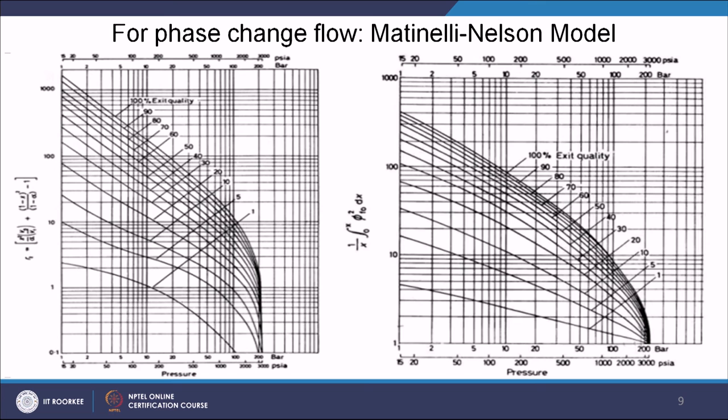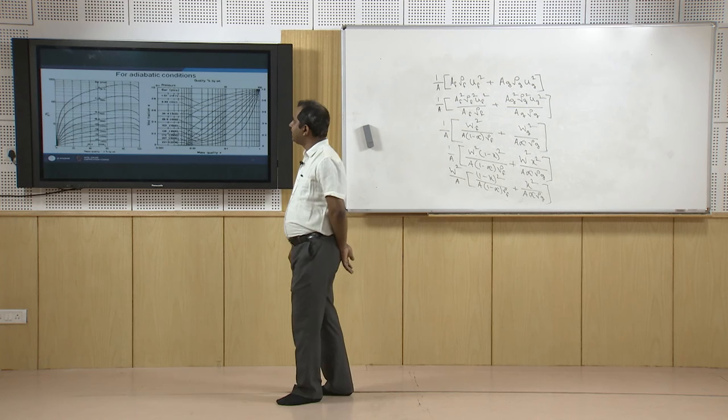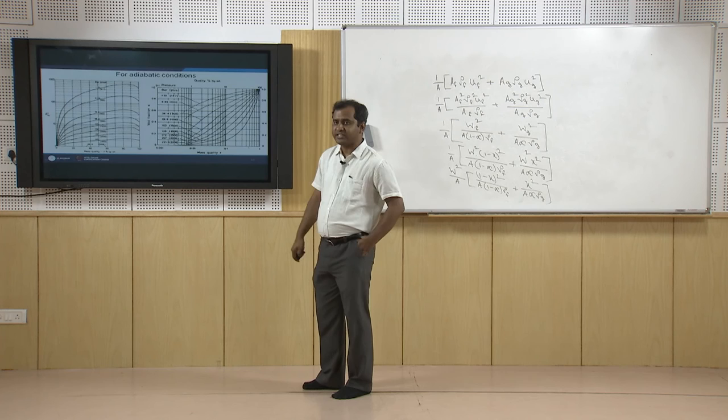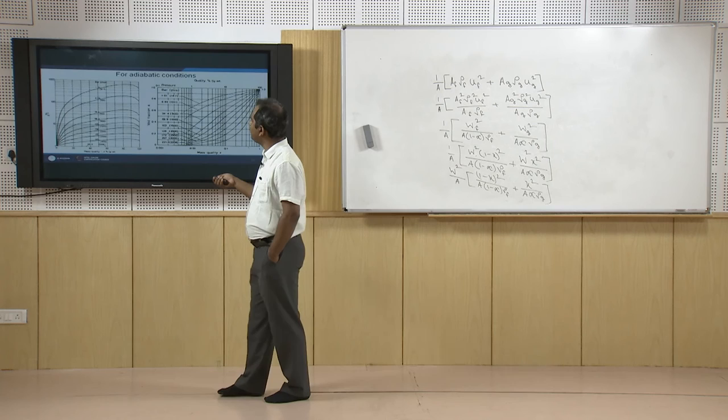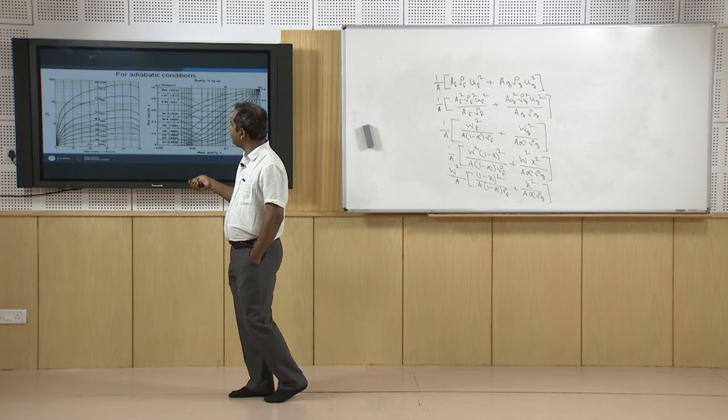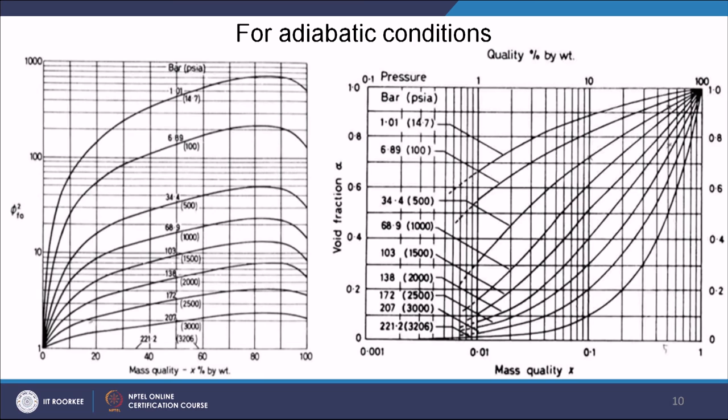Next, let us see if you are having an adiabatic situation. In case of adiabatic, the phase change is not involved. In that situation, these curves will be important. If you have to find the Lockhart-Martinelli parameter for fluid only, then you will be using this curve. In the abscissa we are having the mass quality x, and here we are having different lines for the pressures. So, once again, if you know the mass quality x and the pressure, you can find the corresponding Lockhart-Martinelli parameter phi fo square.